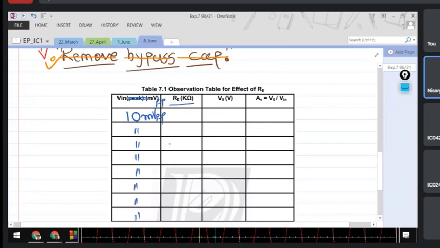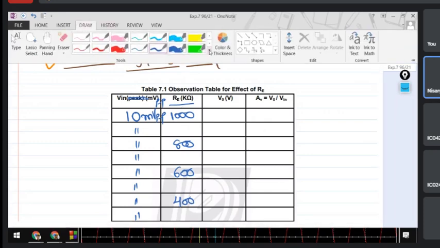Let us change the value of RE. So here the very first value is 1000 ohm, right? Then 900, then 800, then 600, we will decrease it, and then 400. I will take these blue readings, and let me write down the green readings.